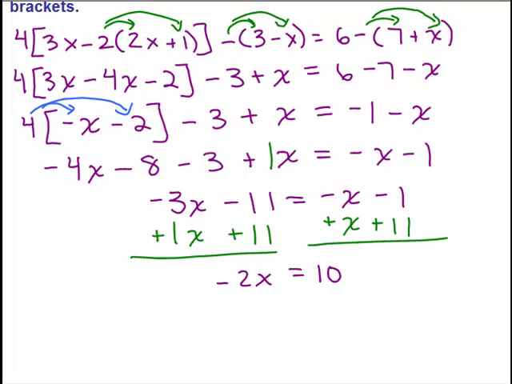Almost done. All we have to do is divide both sides by the coefficient of x. Don't forget the -2. Don't put just +2. We want to know what x equals. And we get x equals -5.